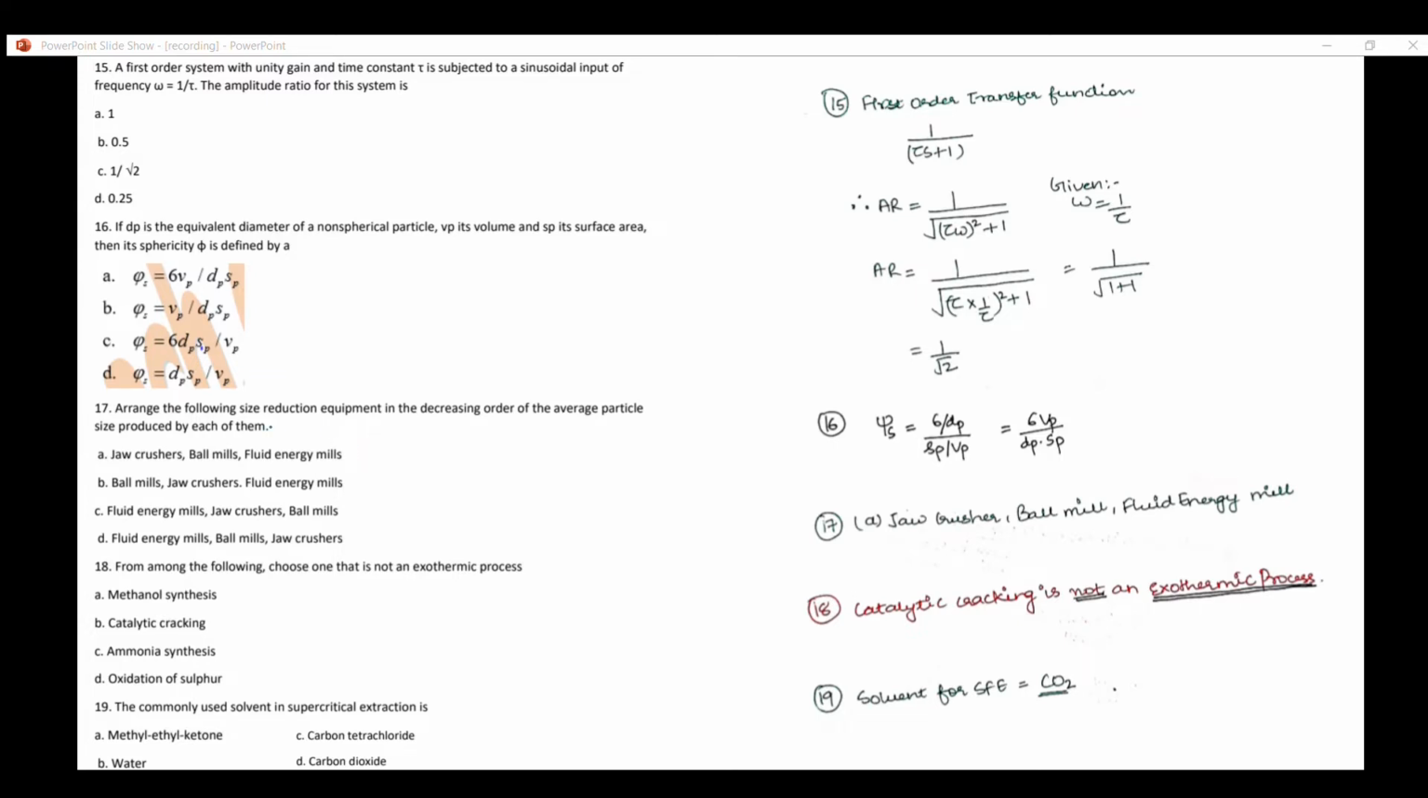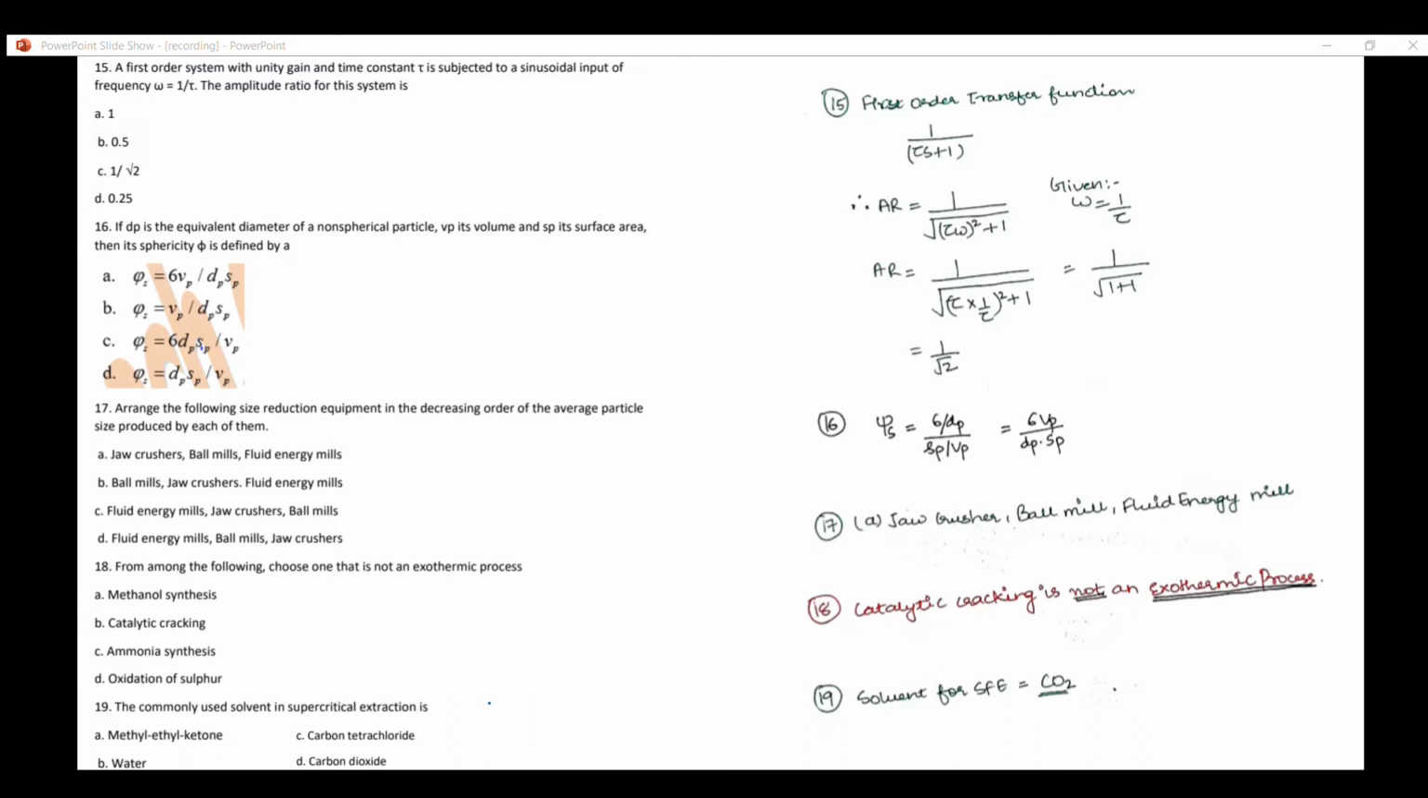Next, we have to arrange these equipments in the decreasing order of average particle size produced by each of them. So option A is correct, which is jaw crusher, ball mill, and then fluid energy mill. Fluid energy mill will produce the smallest particles. Moving on to the next question. Choose one that is not an exothermic process. So catalytic cracking is not an exothermic process, which is option B.